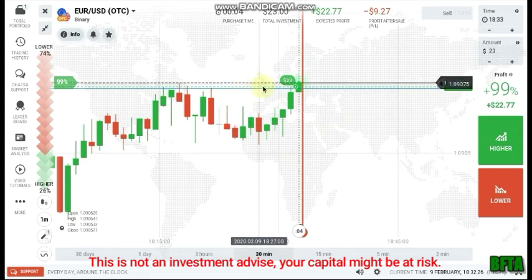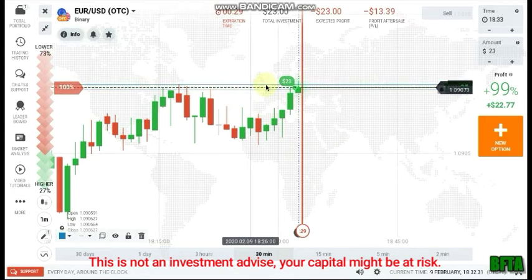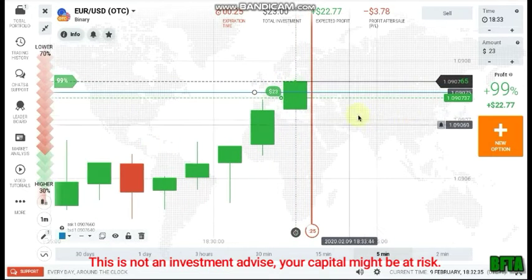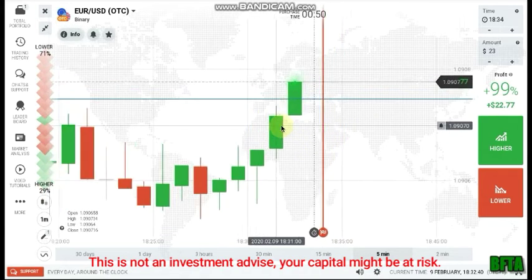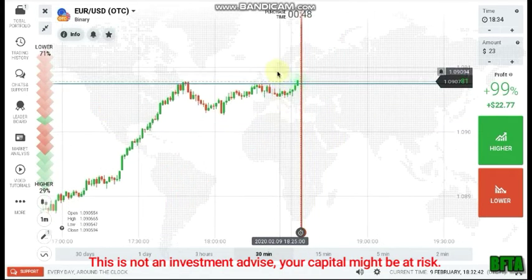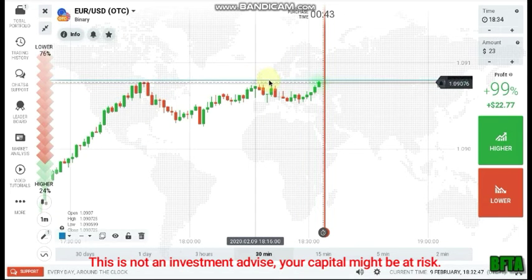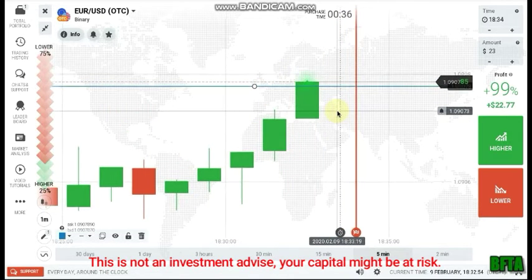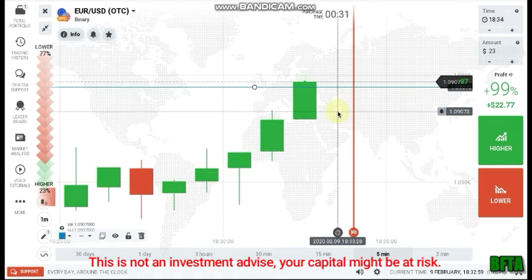Let me change the line to this level. This level. Okay, strong sellers area. Now I can see a bullish movement. I will change my level to this level. Okay. You can see rejection on that level. Crosses the seller's area, a strong body.